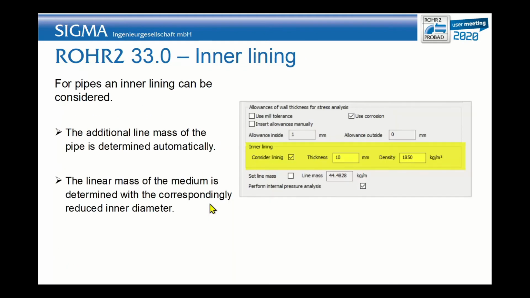You also have the possibility to add an inner lining now. Some of the pipings have a quite thick inner lining, especially for example GRP pipes, and historically you were required to calculate the influence this lining has on the density and the weight of the piping system manually. Now you can just say thickness and density of the lining, and then the inner diameter of course will be reduced by the lining thickness, so the medium density will be acting on a smaller portion of the inner section of the pipe, and the rest will be the inner lining. The inner lining usually is not considered with any stiffness.